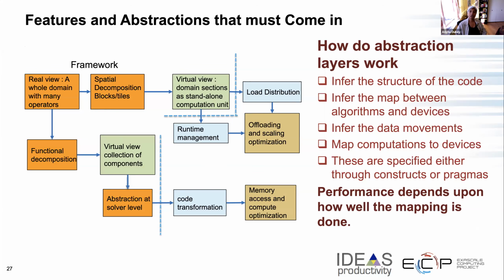What they're doing is they are trying to infer the structure of the code. They are trying to infer what would be a good map between algorithms and devices. They are trying to infer the data movements that happen between various components of the code and between devices. They are mapping computations to devices. And these things, the application programmer is communicating this information to the abstraction layer through either constructs that these abstraction layers provide or through pragmas. Ultimately, the performance that a code is able to obtain depends upon how well this mapping is done.